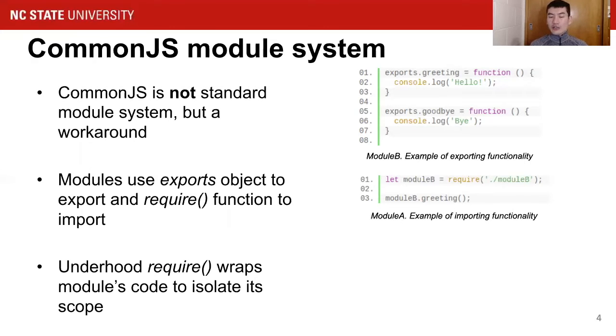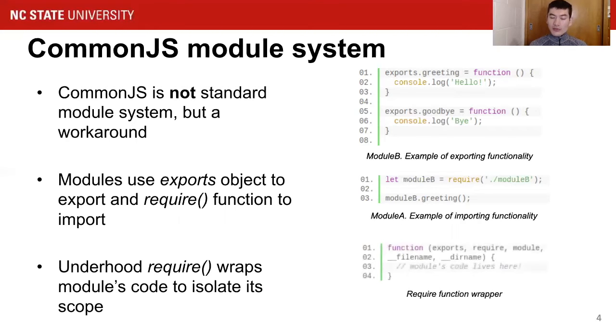On the right-hand side, you can see an example of module B, which is exporting two functions, greeting and goodbye, and module A, which is importing module B using the require function and using only greeting. So theoretically, you can reduce or remove the goodbye function, and it will not break the initial behavior of the application. And under the hood, require wraps the module's code to isolate its scope. So this is the example of the syntax of the require function wrapper.